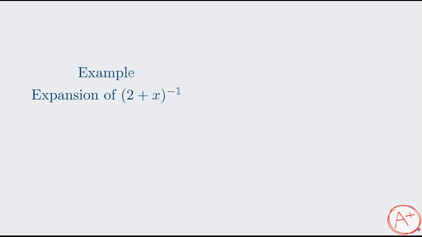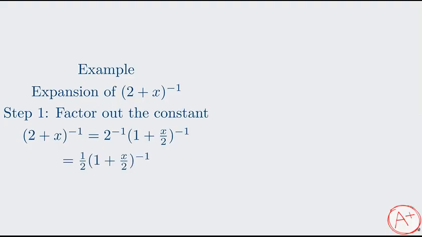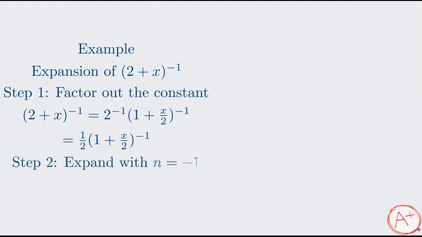Let's look at an example. We want to find the expansion of 1 over 2 plus x up to the term in x squared. Step 1 is to factor out the constant. Recall that the formula requires a leading 1, so we must factor out the 2 from inside the bracket. Factor out the 2, which becomes 2 to the power of negative 1 outside, leaving us with 1/2 times (1 plus x over 2) to the power of negative 1. Now for step 2.